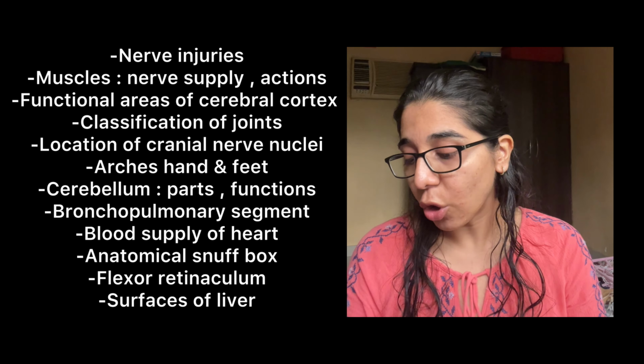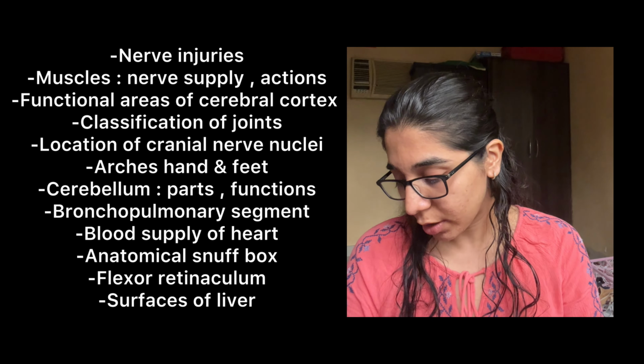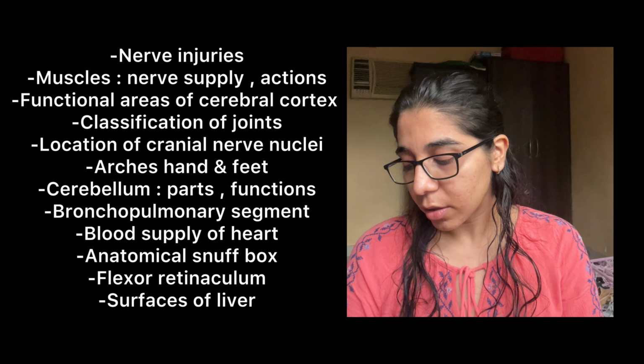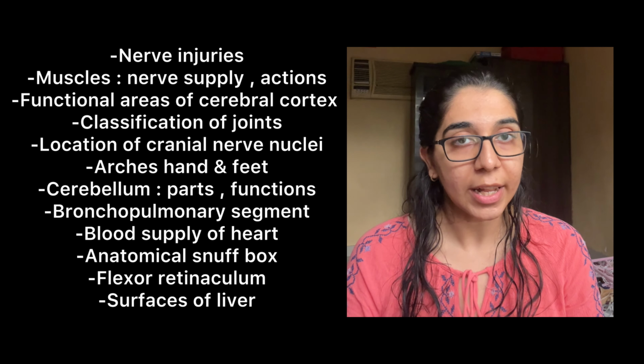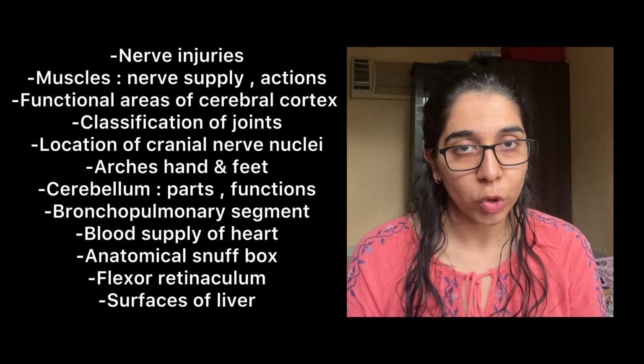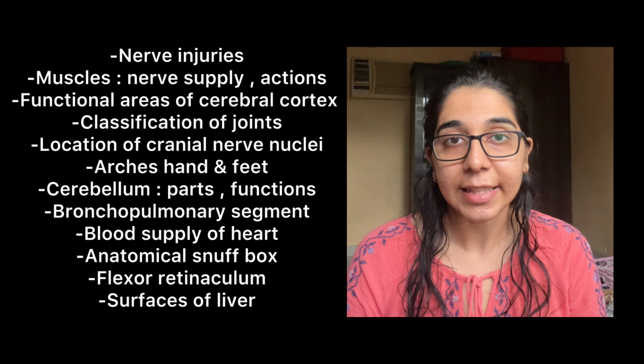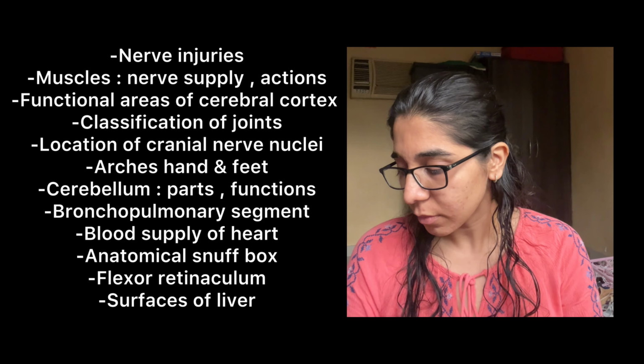Next, example of partly synovial joint. Now this is from the topic that is there in general anatomy, classification of joints. So there are various classifications. You need to know the types and the examples from each of them.